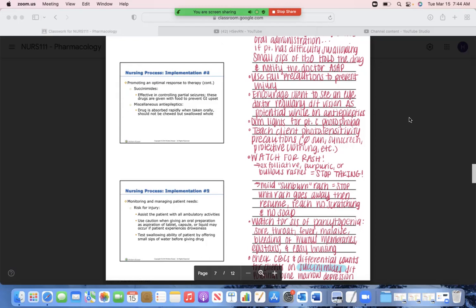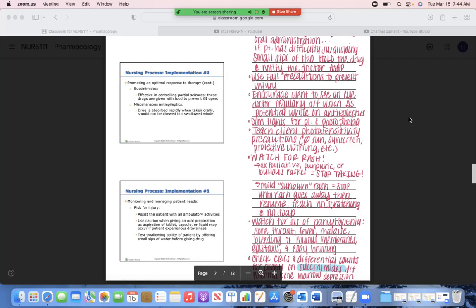If they do develop a rash, there is a way that we want to handle this. Because of the risk of Stevens-Johnson syndrome, if there's an exfoliative, purpuric, or bullous rash, stop taking the med. Report to the doctor immediately, right? If they develop a mild sunburn type rash, stop taking the med, alert the doctor, but most of the time we're going to be okay to continue giving that medication.